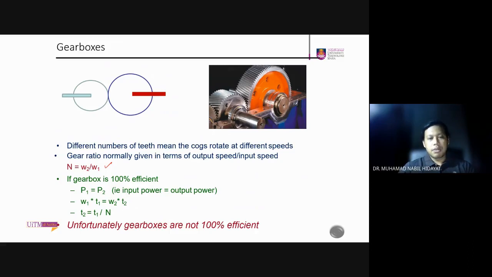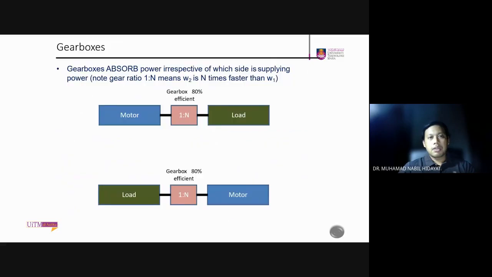But unfortunately, gearboxes are not 100% efficient. The gearbox absorbs power irrespective of which side it is applying power. Note that a gear ratio of 1 to n means that the output speed is n times faster than speed 1, or the input speed. You can look into the figures here.